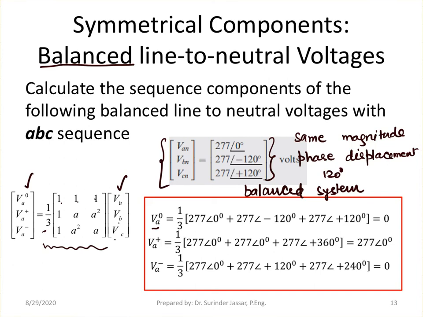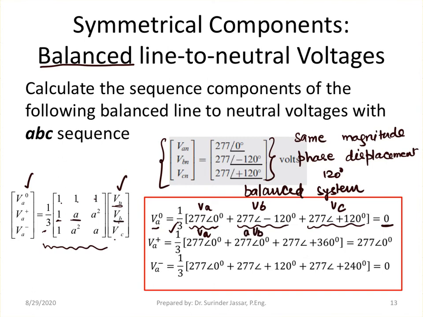So VA plus VB plus VC. You are aware, if you add 277 angle 0, same amplitude angle negative 120, same amplitude angle positive 120, you can use your calculators to do the addition in polar form, and you get a result of 0. Now you do VA positive. What is VA positive? 1/3 times 1 times VA, so that means this is VA, and then you have A times VB.